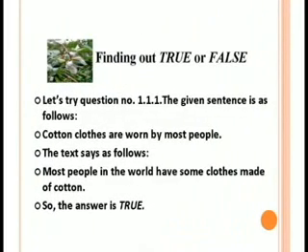The given sentence is, cotton clothes are worn by most people. The text says that most people in the world have some clothes made of cotton. Although the two sentences are different in terms of their structure, the idea is the same. So, the given statement is true.